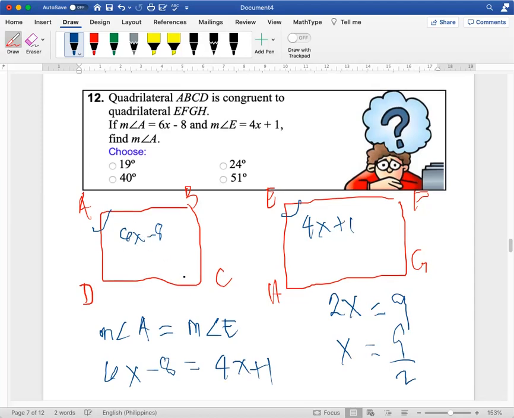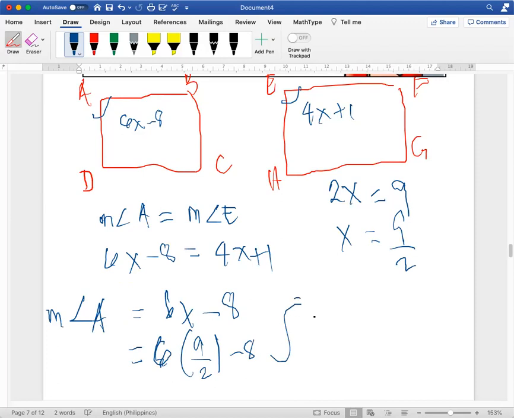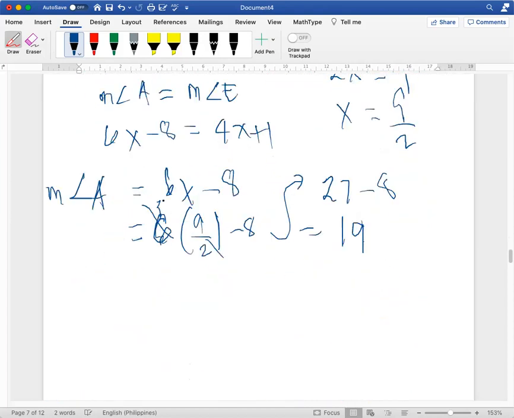We're solving for the measure of angle A. So if x is equal to 9 over 2, angle A is 6x minus 8. Six times 9 over 2, I can cancel this out, becomes 3 times 9, which is 27, minus 8. That's equal to 19. Therefore, the measure of angle A is equal to 19. I hope we got the same answer.